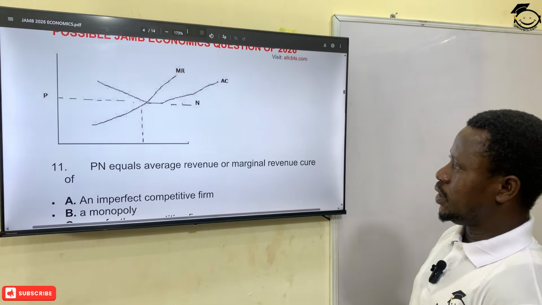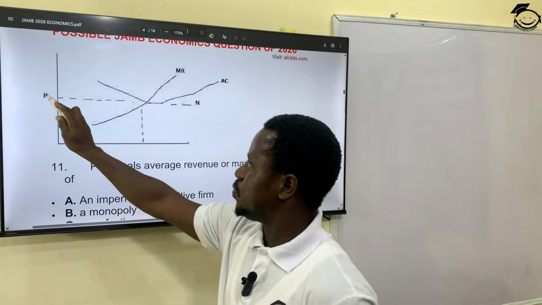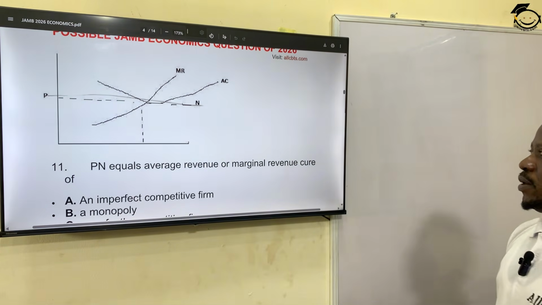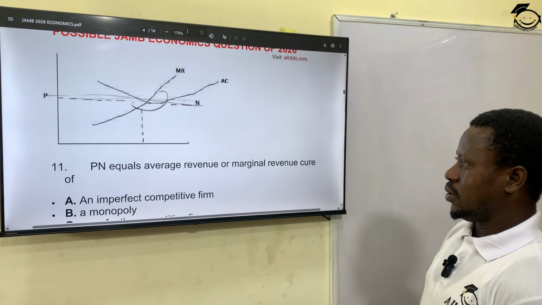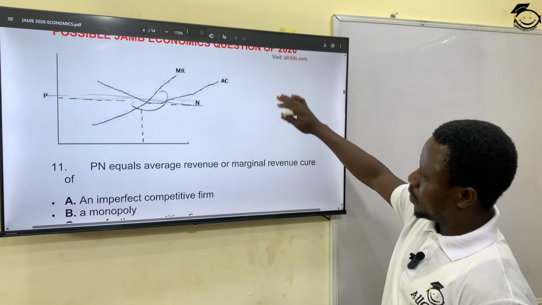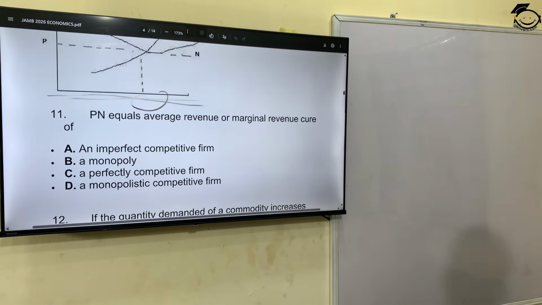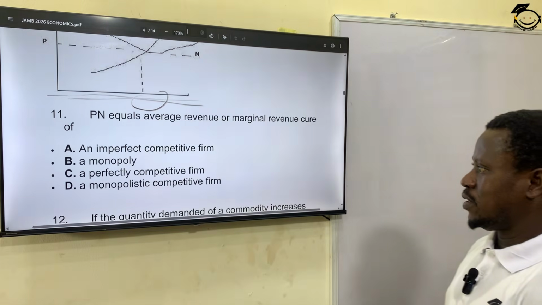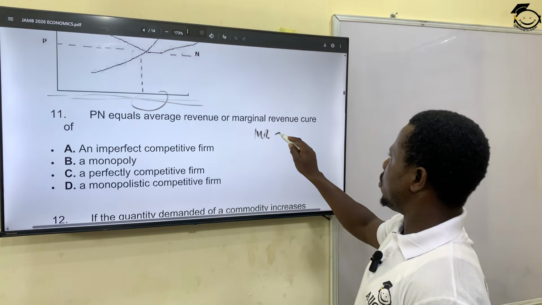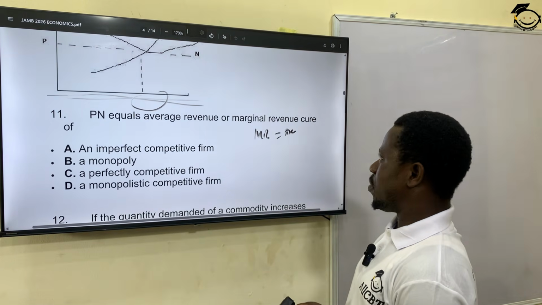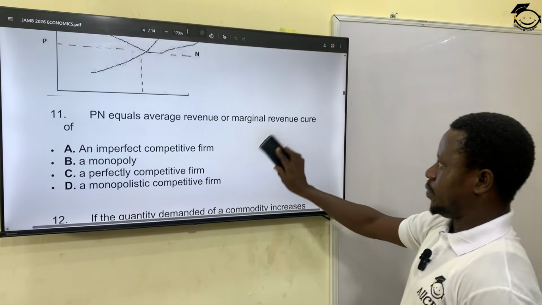Now, from this diagram, PN equals average revenue, which means the average revenue is PN. This is PN, or the marginal revenue, because they meet at the point here. So, can I see the remaining part of the question? An imperfect competitive market, a monopoly market, a perfect competitive market, a monopolistic market. It's a perfect market because the marginal revenue at a point equals the average revenue curve. They meet like an equilibrium. So a perfectly competitive firm. All right.